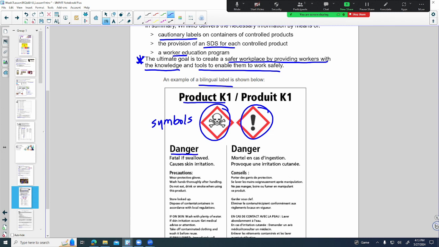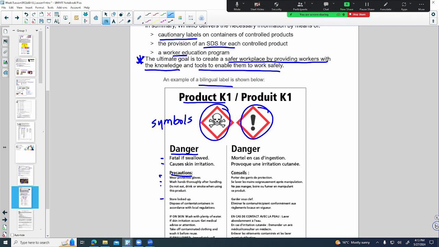It says danger, fatal if swallowed, causes skin irritation. Okay, so if it's ingested, it could be fatal, so if you swallow it, and it causes skin irritation. Precautions, so what must you do when you're working with this product? Wear protective gloves, wash hands thoroughly after handling, do not eat, drink, or smoke when using this product.